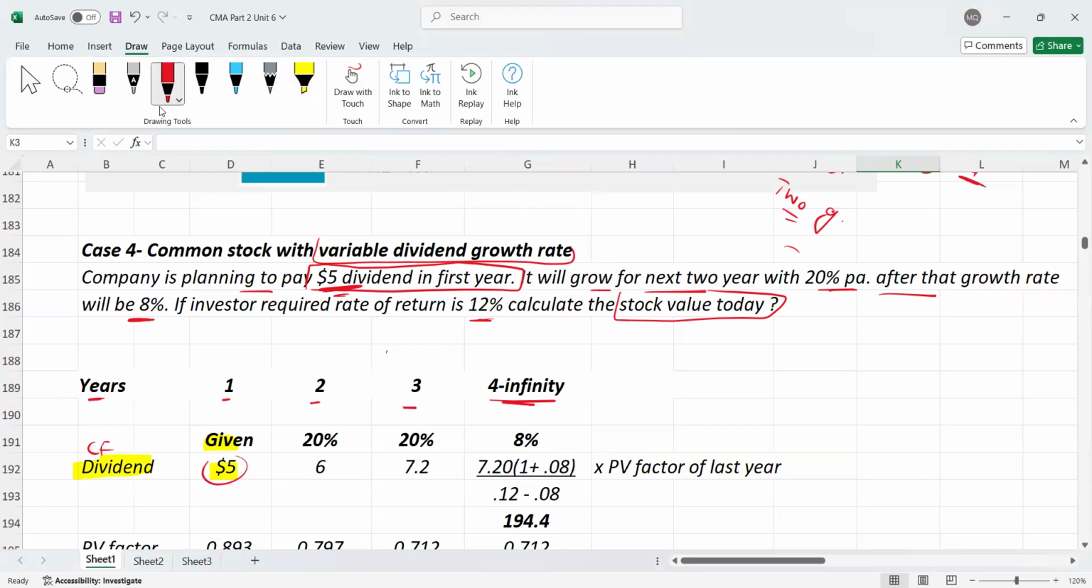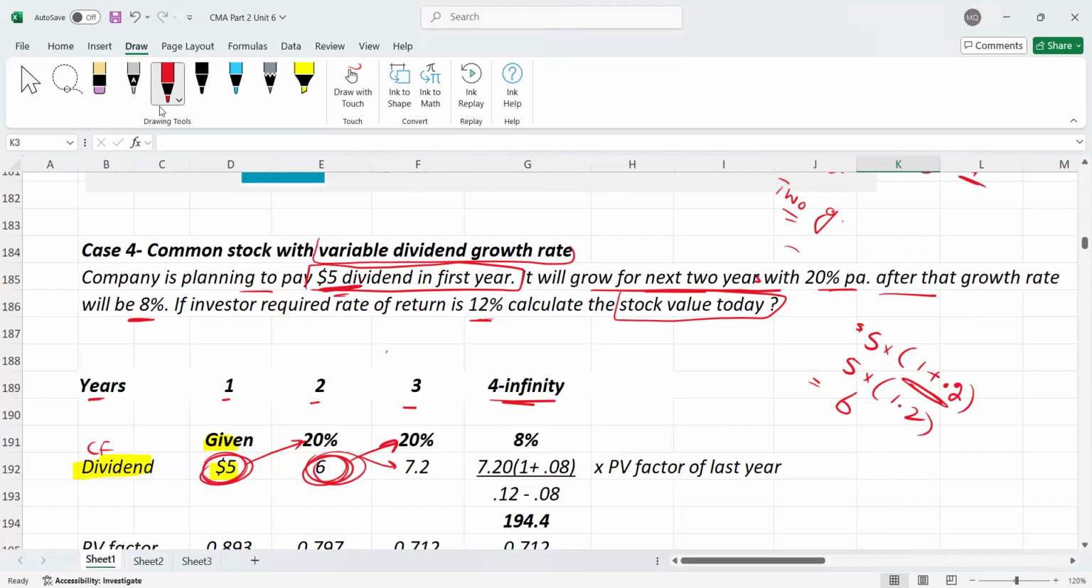And then he told you it will grow for the next 2 years with 20% per annum. So how will you grow the dividend now? To this dividend you will add 20% growth. And how will you add? You will take $5 into 1 plus growth. Growth is 0.20, so I can say $5 into 1 plus 0.2, which is 1.2. Okay, 20%. So if you take $5 into 1.2, this will be $6. It means if you add 20% growth to this dividend, it will be $6 in the next year. Then you have to add 20% growth to this amount.